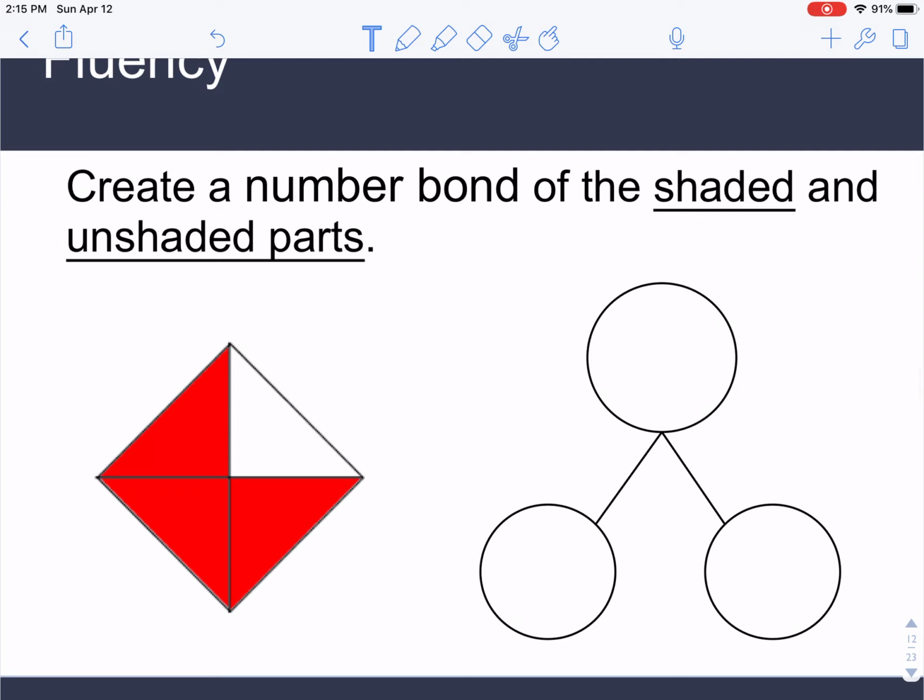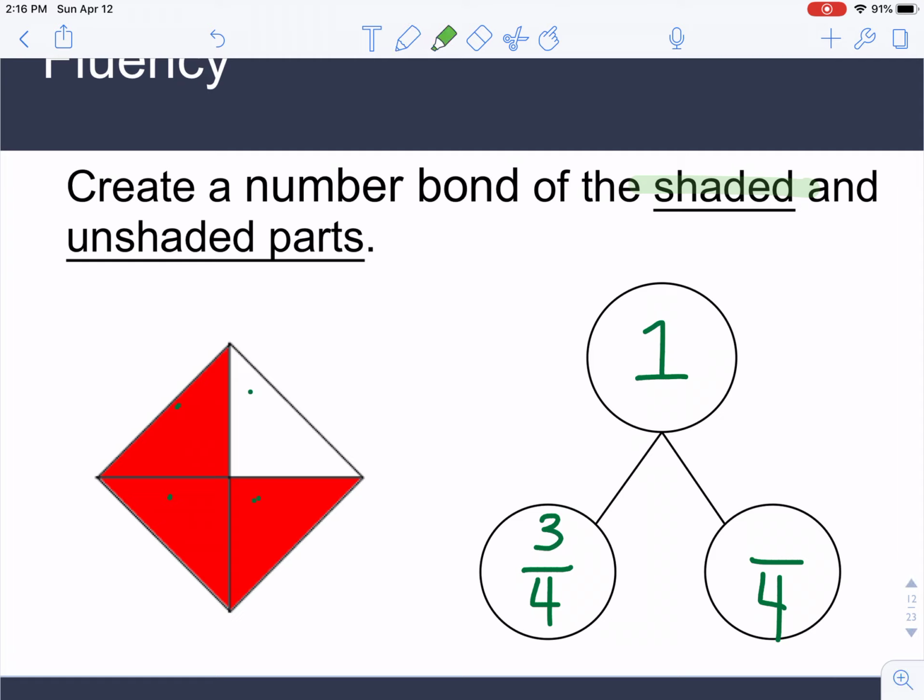Let's try it again. We know that we have 1 whole. Let's draw our fraction bars and figure out our denominator. How many equal parts do we have? 1, 2, 3, 4. We have 4 equal parts. Now we are going to figure out the fraction that is shaded. We have 1, 2, 3 equal parts shaded, so I know that 3/4 of this shape is shaded.